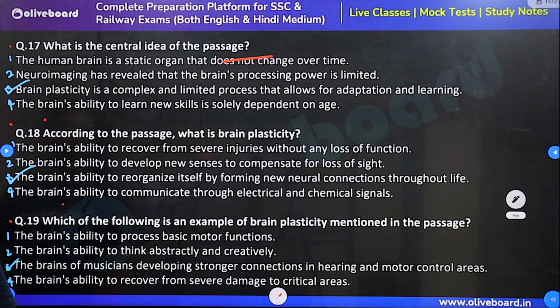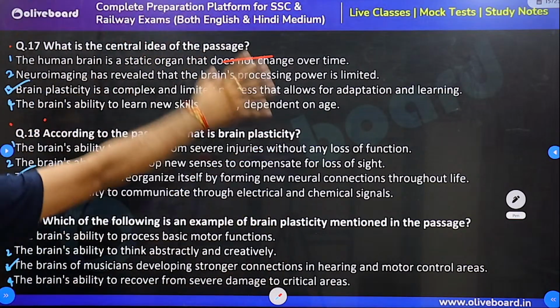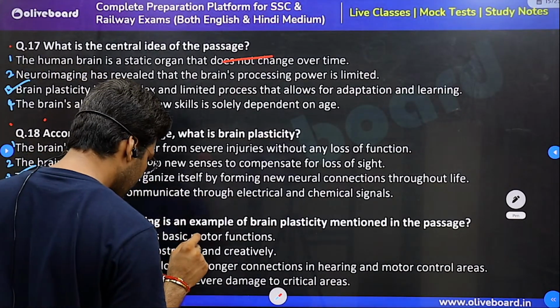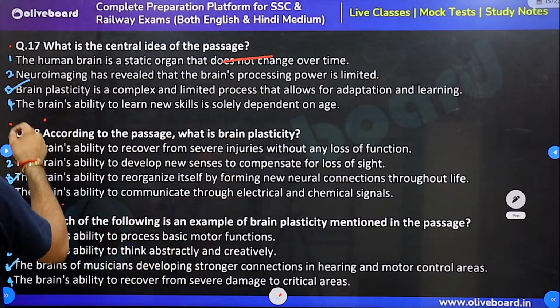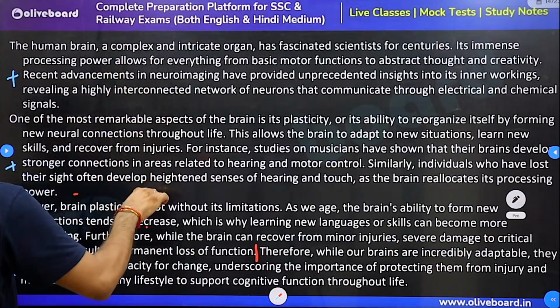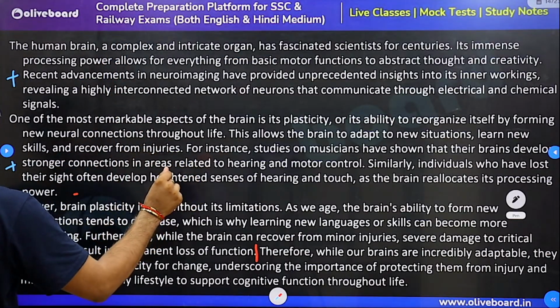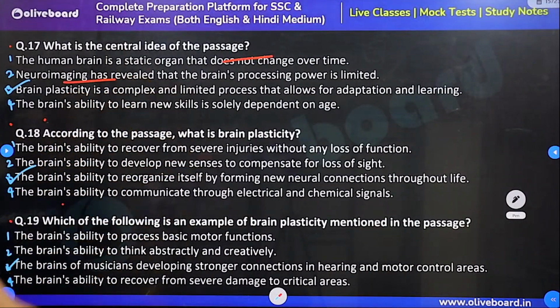Neuroimaging, are you discussing neuroimaging throughout the passage? Is that the central idea? Probably not. "Has revealed brain's processing power is limited." Yes, it is, but that's not the central idea of the passage. No. 60% they praised, commended the ability of the brain, not showing all in all that it is limited.